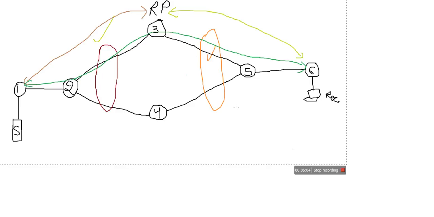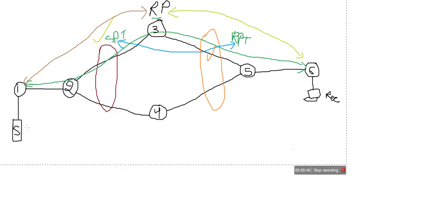Another question, probably the eighth question, would be: we have a shared tree, or RP tree, on this side, and we have an SPT tree on this side. If the RP is somewhere here in the middle, is there any communication between the RP and the SPT? Like, if there is a problem in between, is there any communication between these two trees before converging to SPT?